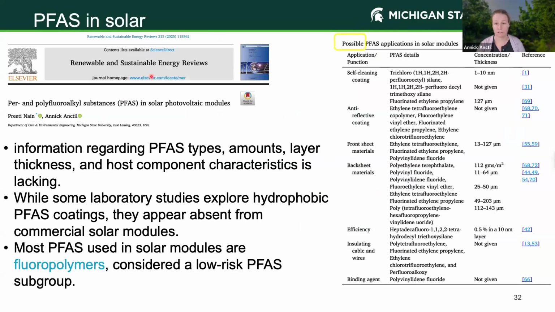So we recently published this paper, doing a full literature review about what we know about PFAS in solar modules, because they are mentioned, but there is no clear indication of whether they are used or not. Most of the time when they are mentioned, it's a lab scale study. So it's not because you try something in a lab that it has actually been used in a real module. And if we find some that might have been used in solar modules, they are usually fluoropolymers. So they are the ones that are considered lower risk PFAS.